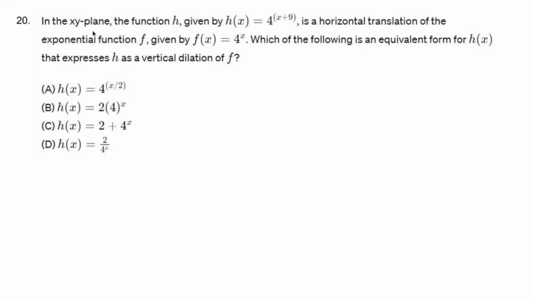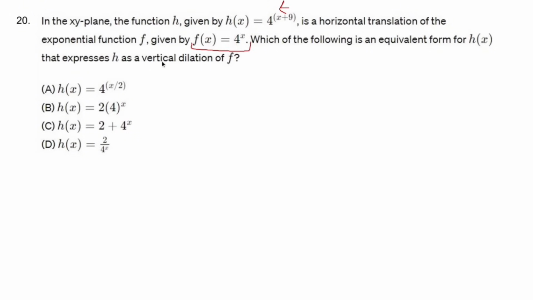In the xy plane, the function h is given by h of x equals 4 to the x plus 9, and it's a horizontal translation of the exponential function f. Well, we could see that because we have positive 9 trapped inside the x parentheses, which means we actually make our guy move left, a negative horizontal translation. So there it is. So yeah, there's the regular function. By adding 9 inside the parentheses, we move left 9. Cool. Which of the following is equivalent for h of x?